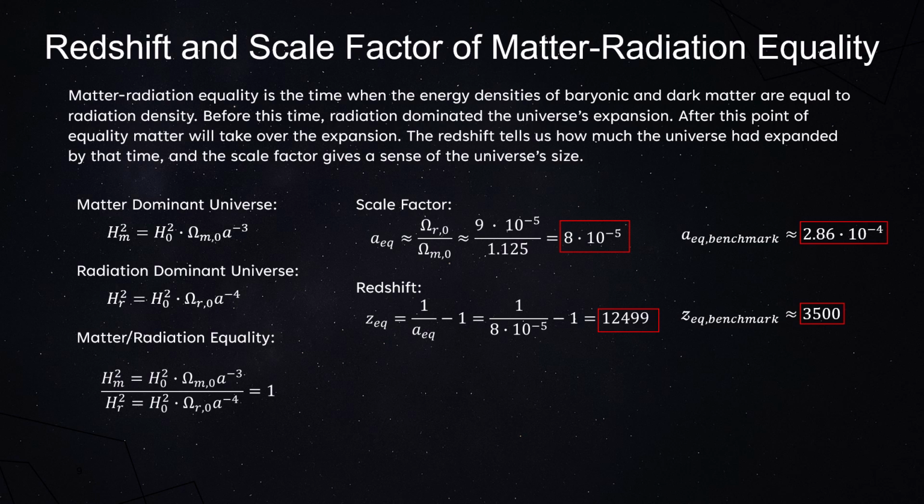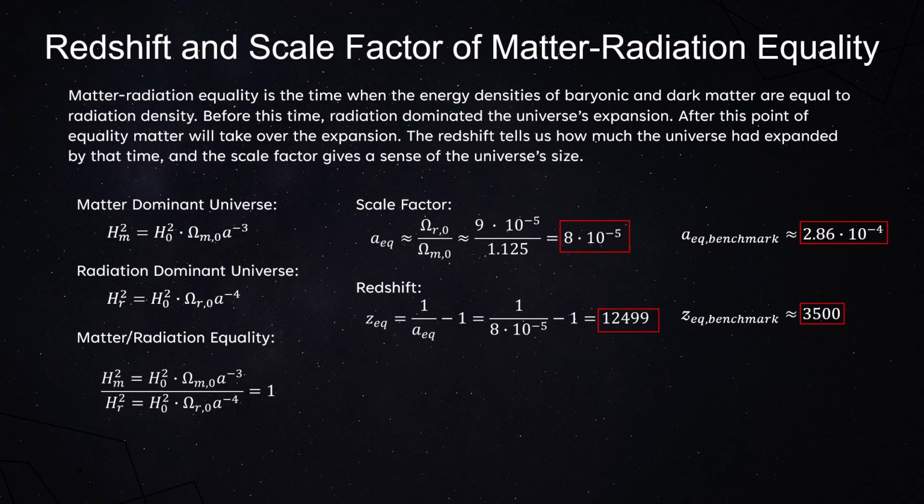Matter radiation equality is a time when energy densities of baryonic and dark matter are equal to radiation density. Before this time, radiation dominated the universe's expansion, and after this point of equality, matter will take over the expansion. The redshift tells us how much the universe had expanded by that time, and the scale factor gives us a sense of the universe's size. We equate the matter and radiation terms in the Friedmann equation, as shown here, to determine the scale factor of matter-radiation equality.